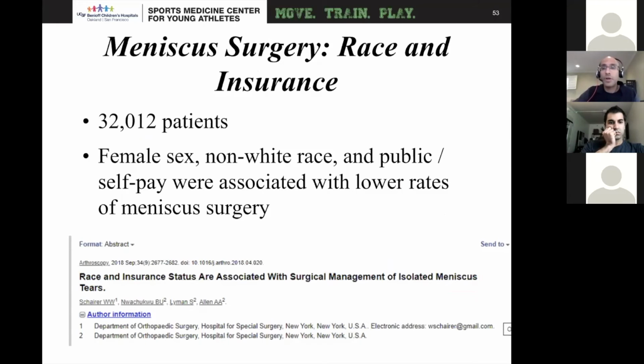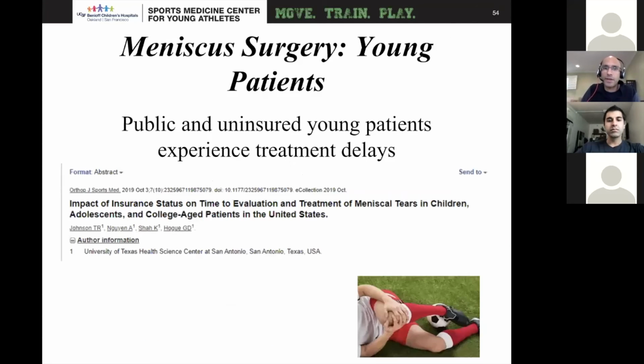So if you took someone who had a bucket handle meniscus tear, same tear on MRI, they would offer the female patients injections, non-operative treatment. If you're African American or Latino, you wouldn't get surgery in your public or self-pay, versus the privately insured patient who would suddenly be booked that next week to get a bucket handle meniscus tear fixed. So I think it's important to note that even the treatments that these patients are getting, which we don't report in the literature, vary based on these factors.